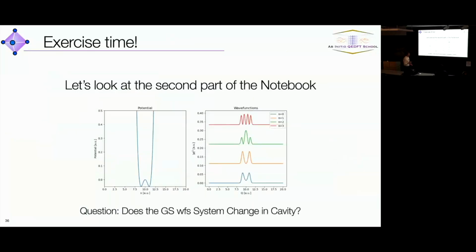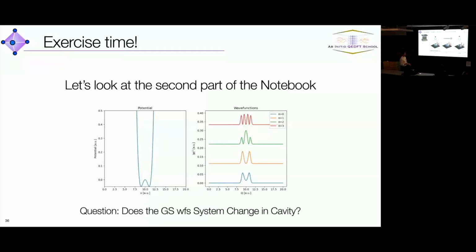And you can actually do this for a simplified model in the exercise. You don't have to do it now unless you don't want to have lunch, which I don't think is the case. And then this is just the starting point of the notebook. You have a double well, and you can look at the excited states, and you can see that this one is delocalized. The first excited state has a node, so on and so forth.